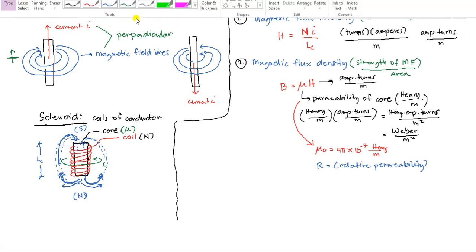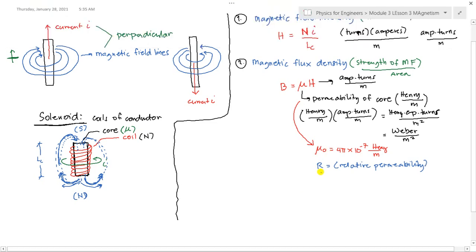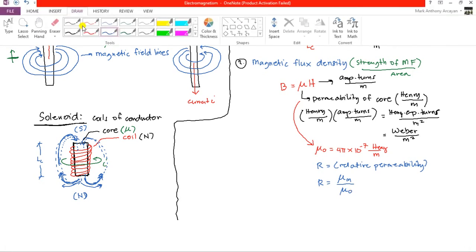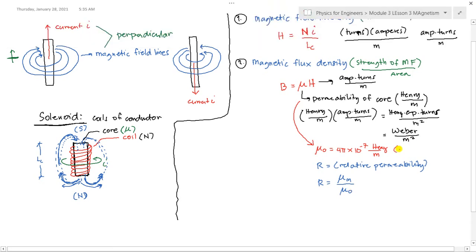So, the same thing with the relative permeability. So, this is the ratio of the permeability of the material, mu m, over mu o, the permeability of a free space. So ato din ibutang diri, this is the permeability of a free space. Free space ni siya, that is for air.